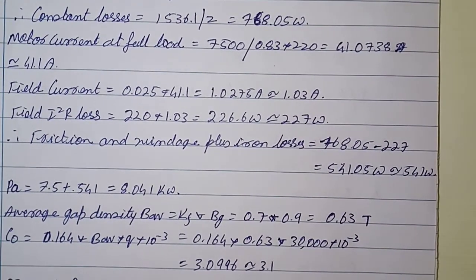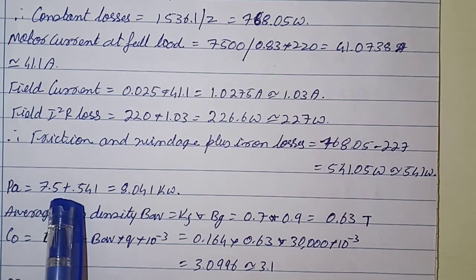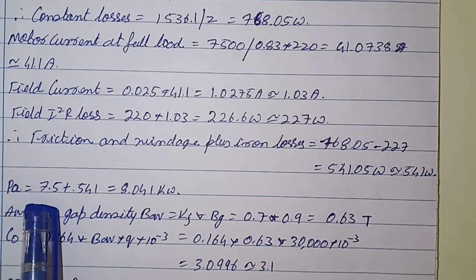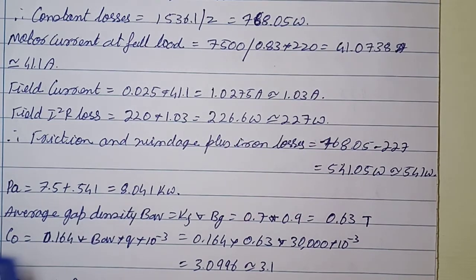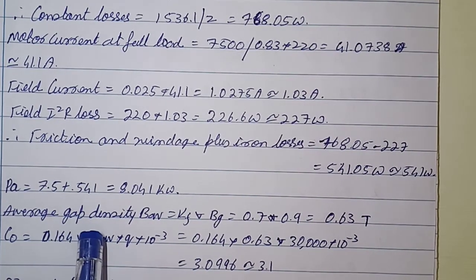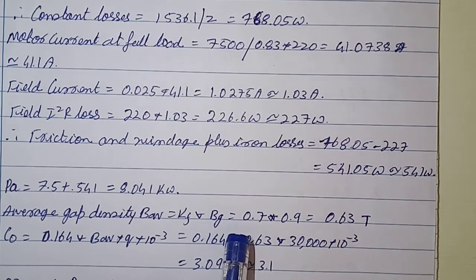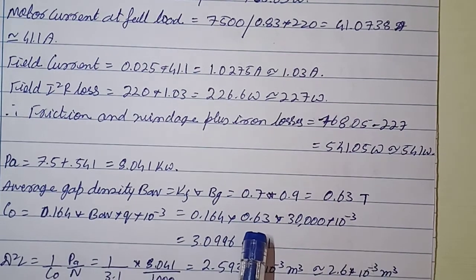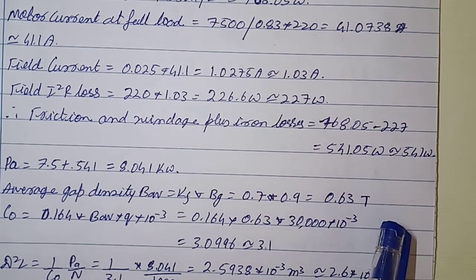So the power developed is the output plus losses. So it is 7.5 kilowatt plus 0.541 kilowatt, so it is 8.041 kilowatt, that is PA, the power developed. And then the average gap flux density, that is the specific magnetic loading. So it is form factor into Bg. We have form factor 0.7, which is given, into 0.9. So it is 0.63 Tesla.